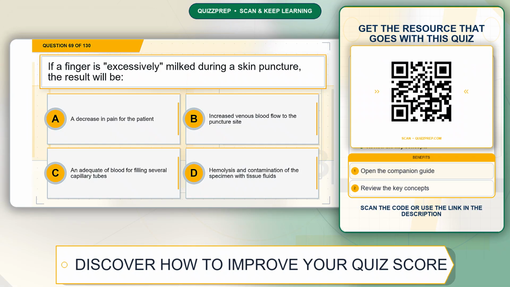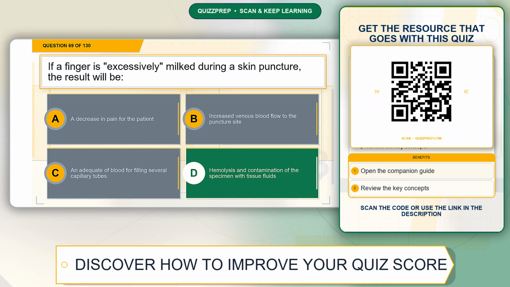Question 69. If a finger is excessively milked during a skin puncture, the result will be: Option A, a decrease in pain for the patient. Option B, increased venous blood flow to the puncture site. Option C, an adequate amount of blood for filling several capillary tubes. Option D, hemolysis and contamination of the specimen with tissue fluids. The correct answer is option D, hemolysis and contamination of the specimen with tissue fluids.